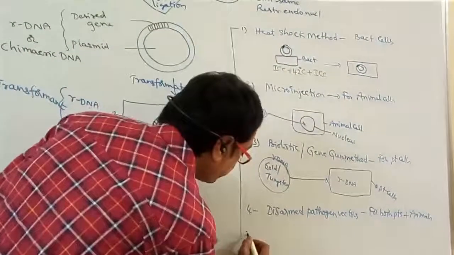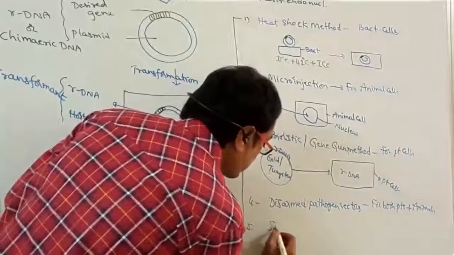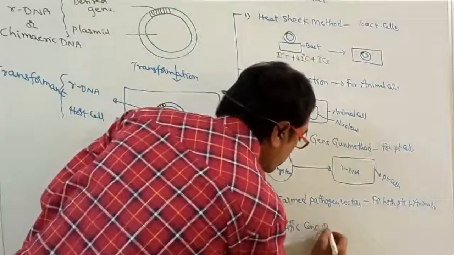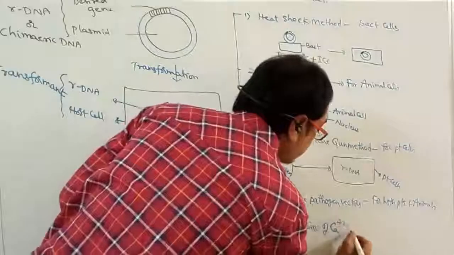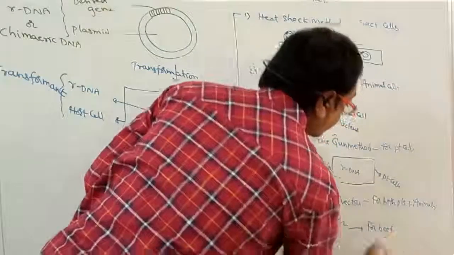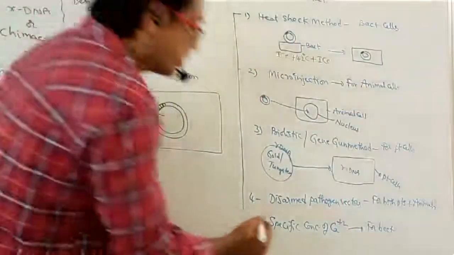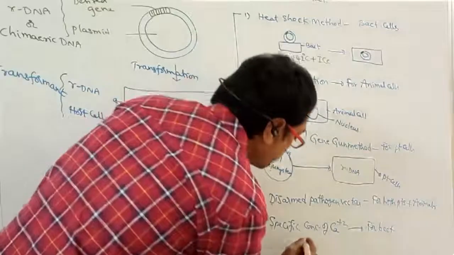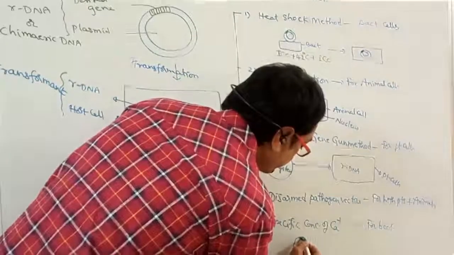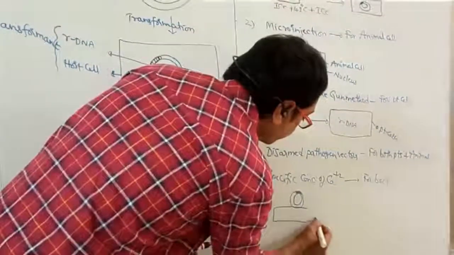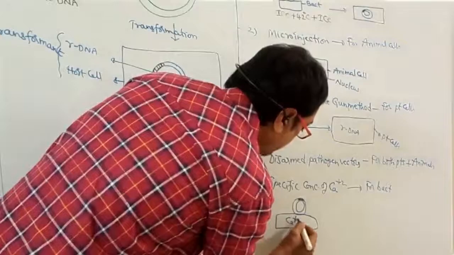And lastly, that is specific concentration of calcium. This is also for bacterial cells. Let us suppose this is the rDNA, and it should be placed on a medium. What is that medium? Calcium. Finally, this enters into the cell.